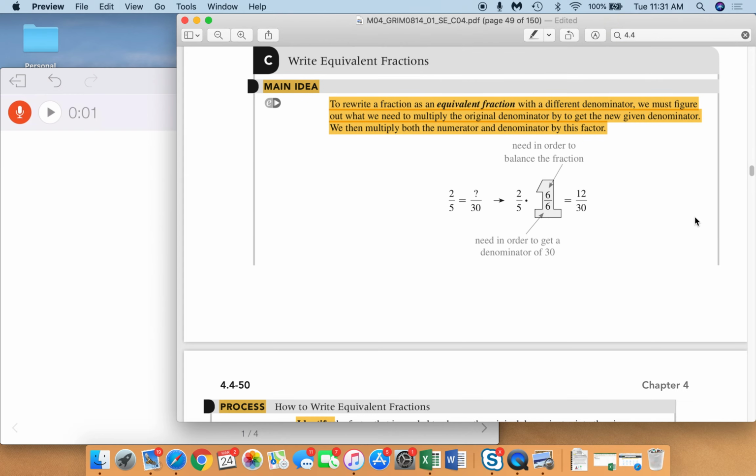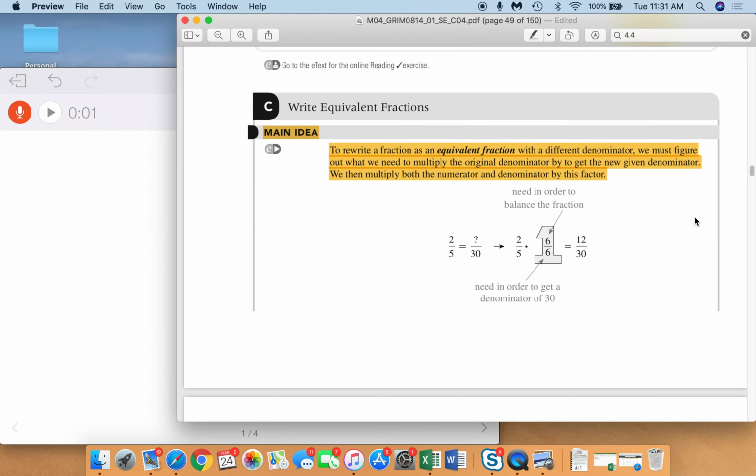All right, so the next thing we're going to talk about is how to write equivalent fractions. To rewrite a fraction as an equivalent fraction with a different denominator, we must figure out what we need to multiply the original denominator by to get the new given denominator. We then multiply both the numerator and denominator by this factor. Remember, we can multiply the numerator and denominator by the same number because that's the same thing as multiplying by 1, right?